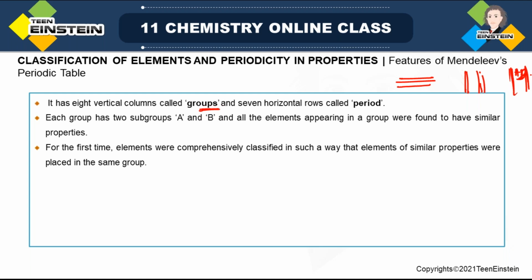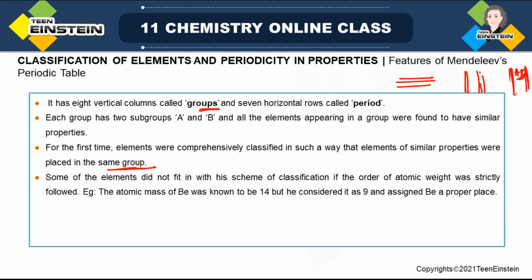For the first time, elements were comprehensively classified in such a way that elements of similar properties were placed in the same group. Whatever different scientists and their proposed concepts there were until now, if you compare all of these, this is the most acceptable. So that is why it is said that for the first time, elements were comprehensively classified so that we get similar properties in the same group.